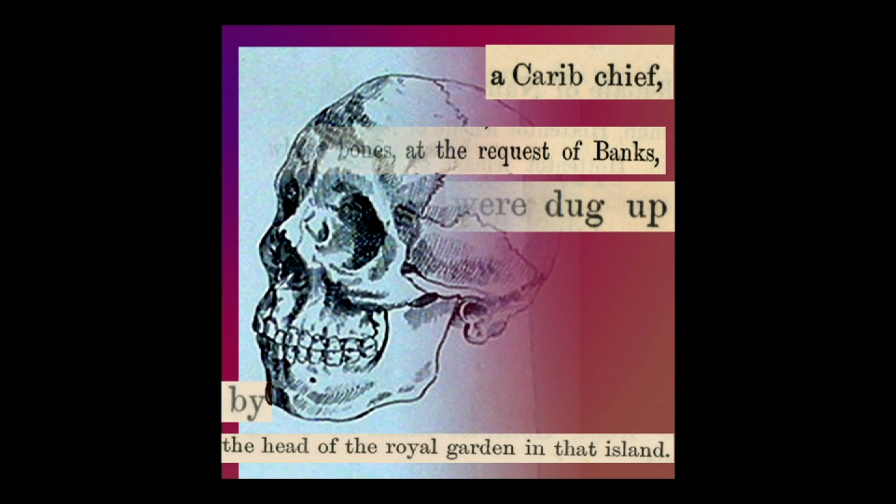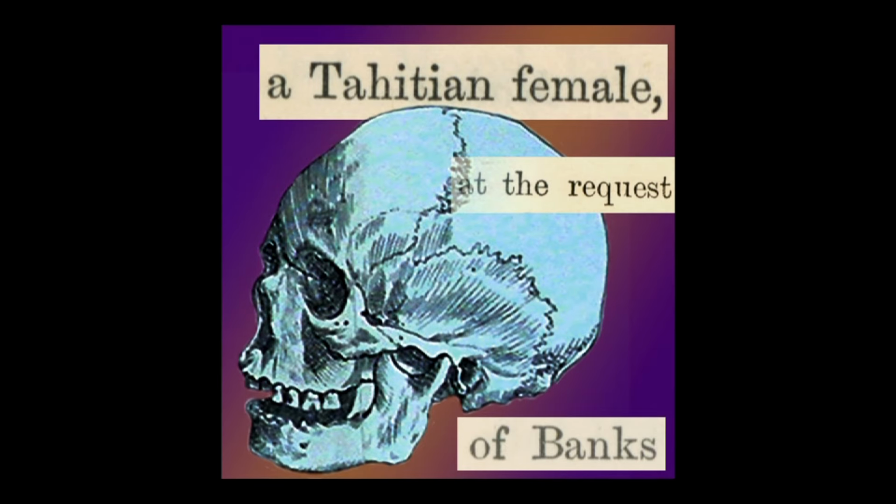The American lived in the Caribbean island of St. Vincent, and this is the St. Vincent where Banks had close friends, including the head of the Royal Garden. So we know that the Carib chief's bones were dug up for Banks and then sent to Blumenbach. And then the skull labeled Malay belonged to a Tahitian, most likely one of the wives or girlfriends of the sailors whom Banks had sent to dig up breadfruit trees.